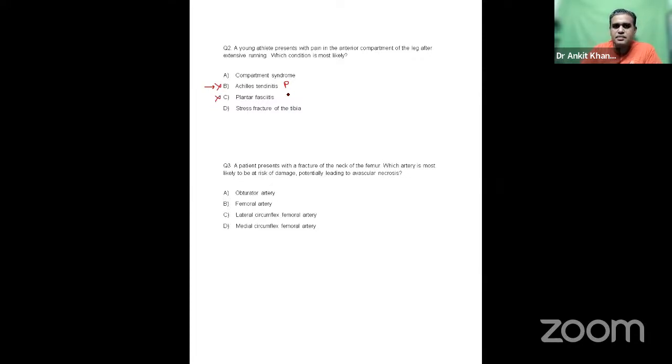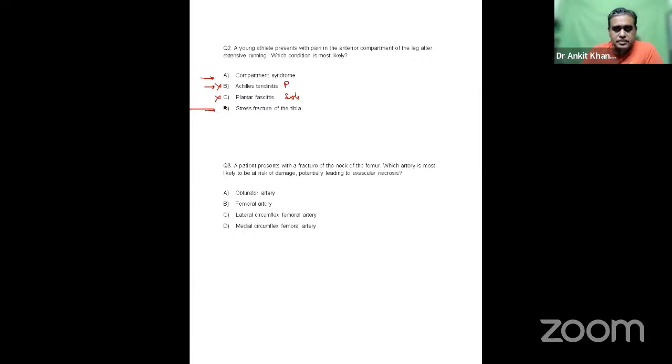Plantar fasciitis is a problem of the sole of the foot. Here they are saying anterior compartment of the leg. Now, the anterior compartment of the leg can have both of these things, option A and option D: compartment syndrome as well as stress fracture of the tibia. After extensive running in a young athlete, both of them can be there.